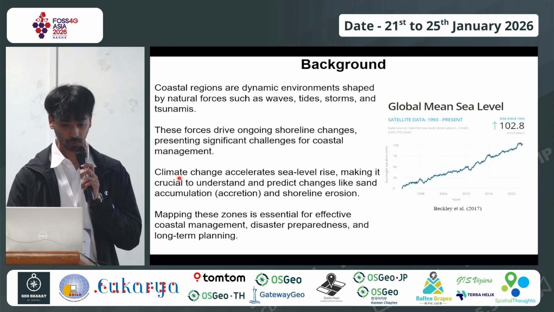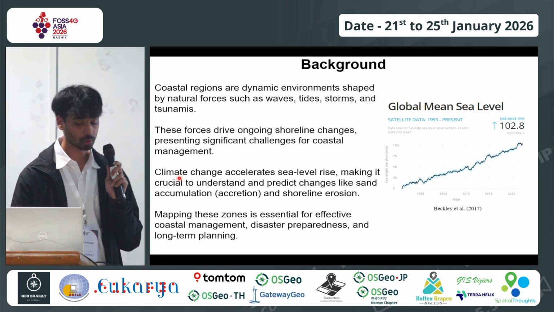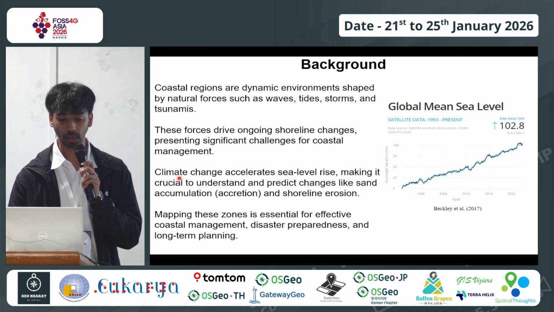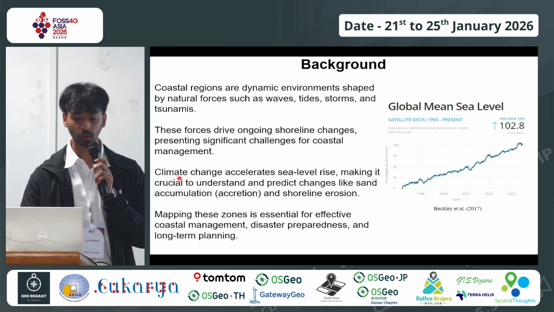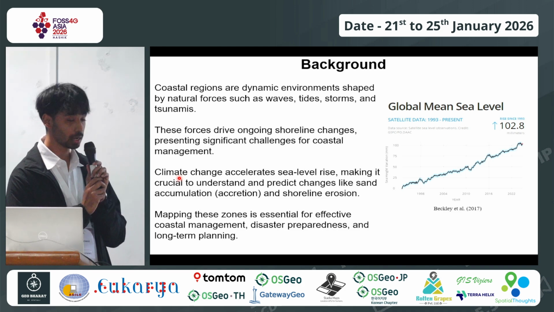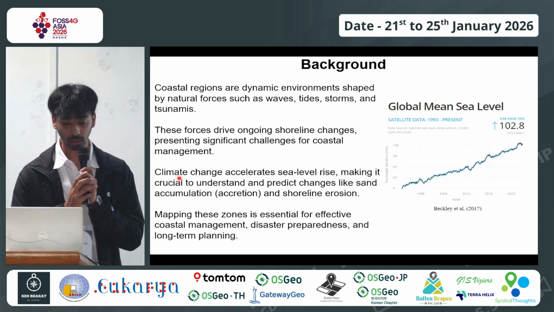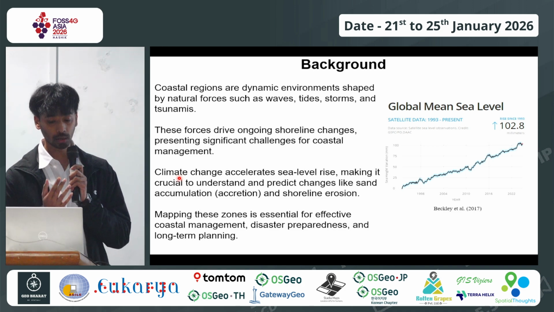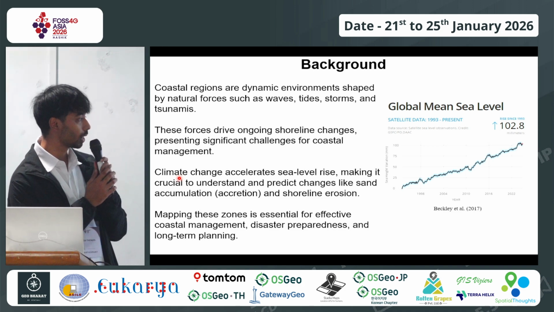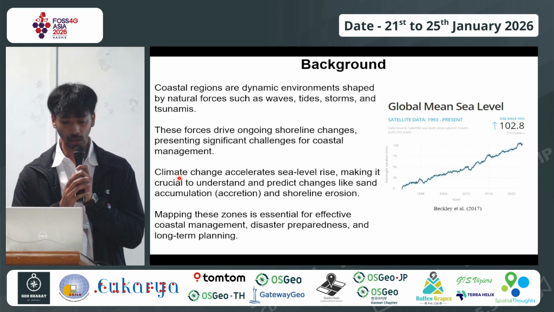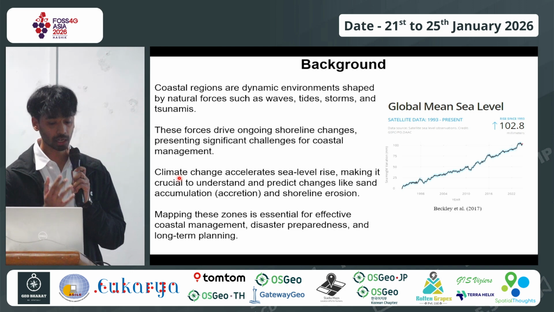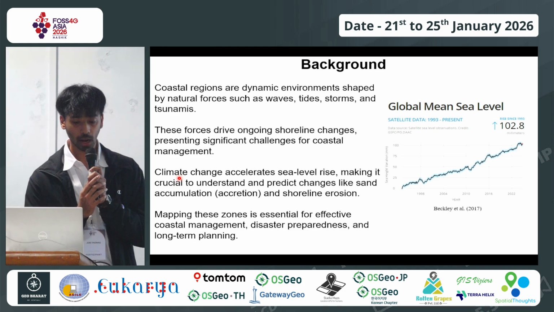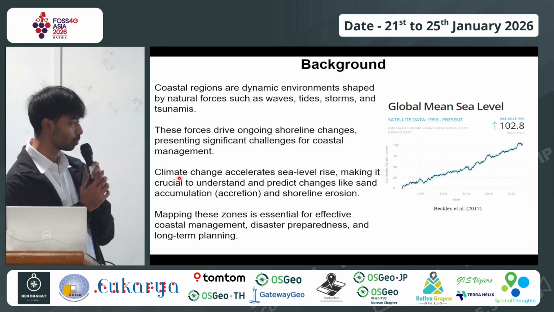As we know, coastal regions are very dynamic in nature. These are shaped by natural forces like waves, tides, tsunamis, and storms. Because of these forces, shorelines change rapidly, and it's very important to understand these changes. With sea level rise and climate change accelerating, it is very important to understand changes like erosion and accretion to effectively manage the coastal areas for disaster preparedness and long-term planning, and this can be done by mapping these zones.